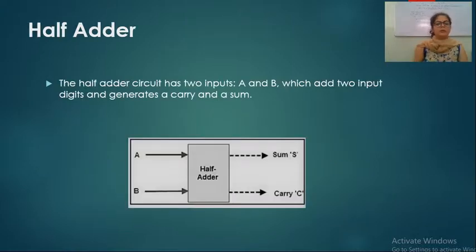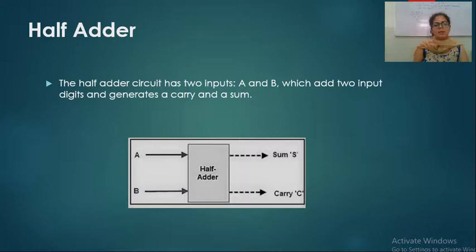Now we have two types of adder: half adder and full adder. Again, this topic is covered in your practical session. Because this topic is in your practical part, you have to perform practical of half adder and full adder. Whenever you perform practical on the half adder or full adder kit, you will get two outputs in the form of sum and carry.